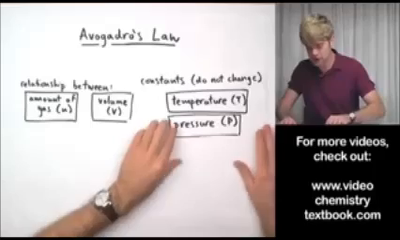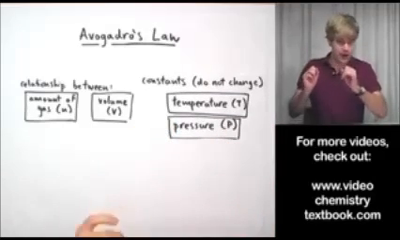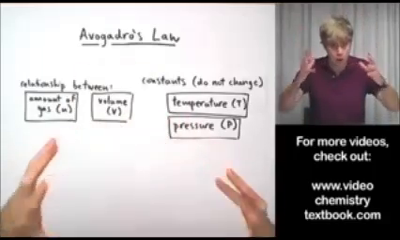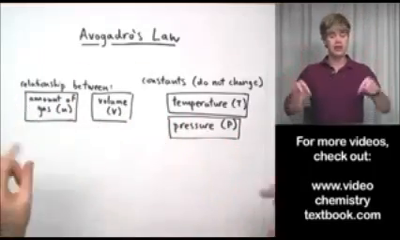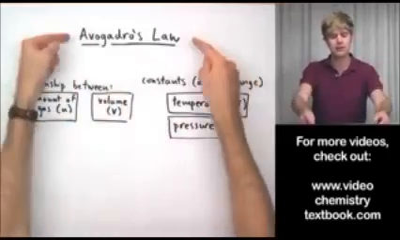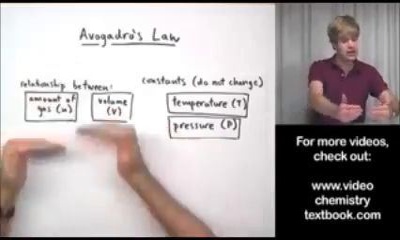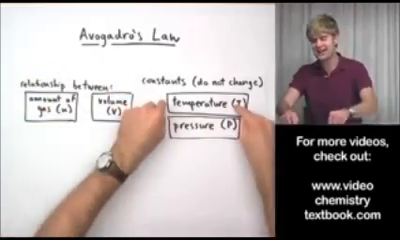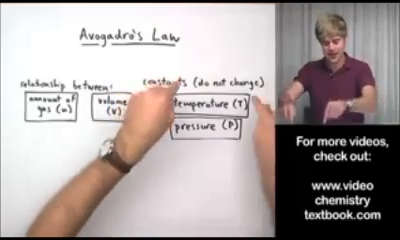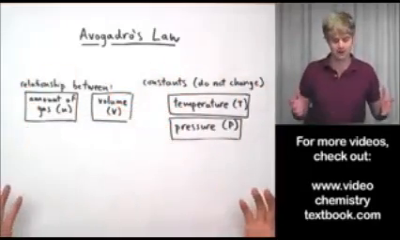The other thing that I wasn't changing is the pressure. It's not like I was blowing up the balloon but then taking it up to the top of Mount Kilimanjaro where the air pressure is much less than it is here down at sea level. So I was also not changing the pressure. When we're talking about Avogadro's law, the relationship between the amount of gas and the volume, I can change either one of those, but I cannot change the pressure or the temperature of that gas. These are my constants. These are my variables.